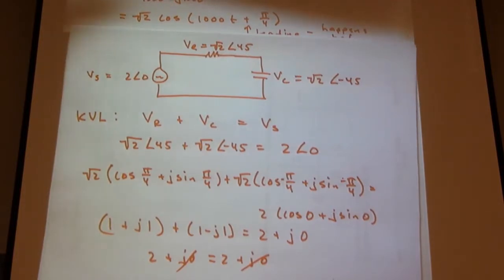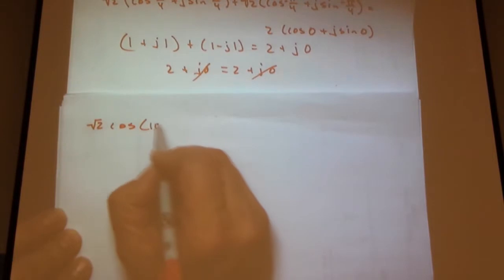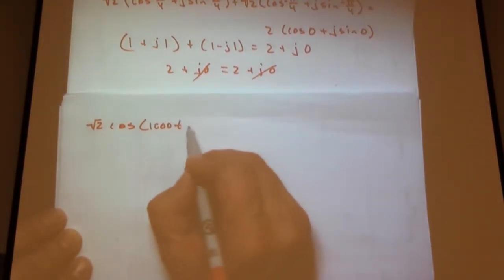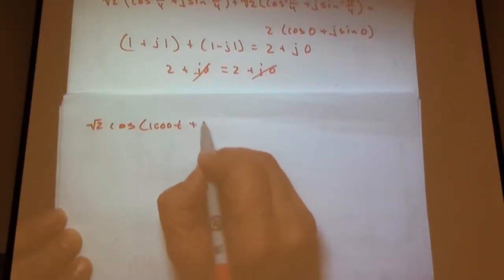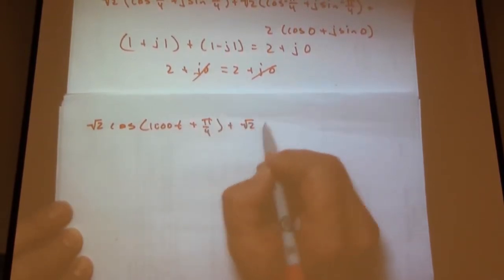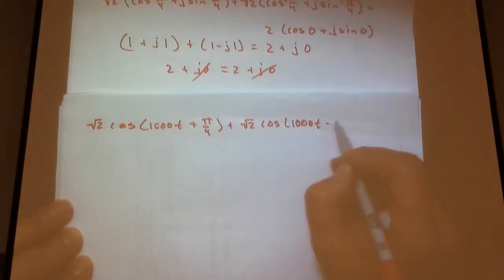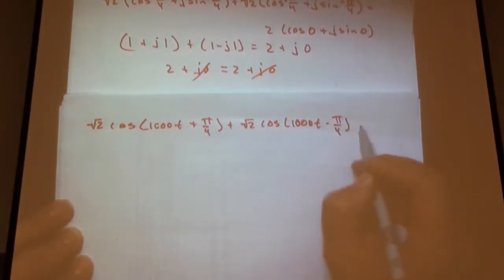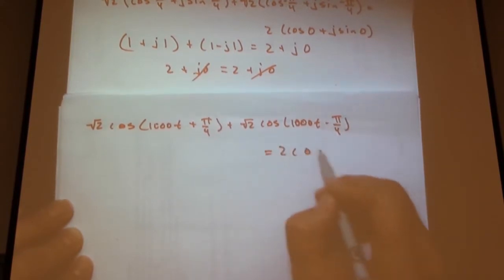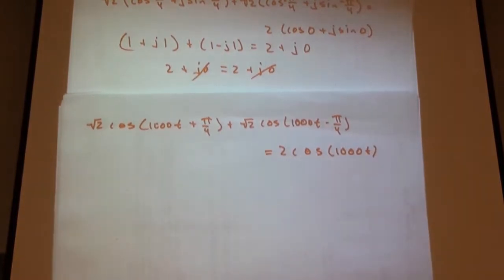And KVL still applies. In some sense, KVL also applies if we did square root of 2 cosine 1000t plus 45 degrees, or plus pi over 4, plus square root of 2 cosine 1000t. I mean, you don't have to write this out. I'm just pointing this out. Pi over 4 equals 2 cosine 1000t. That better still hold.